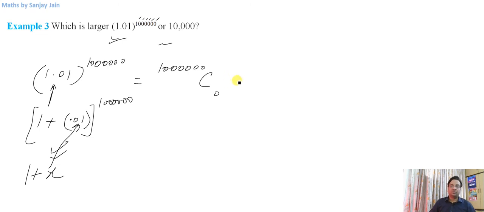Now the first term is going to be 1, which is this, or let us raise 0.01 to 0th power. This is the first term. So what will be the second term? 1 2 3 4 5 6 c1, and then 0.01 raised to power 1. This is the second term, right?